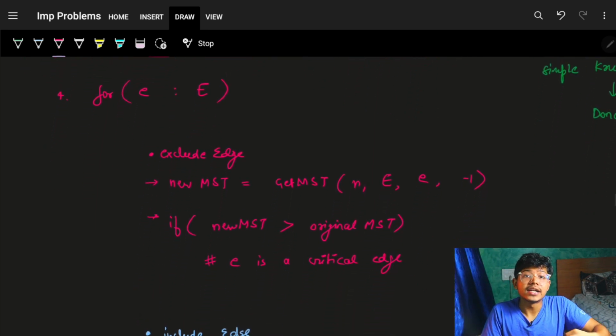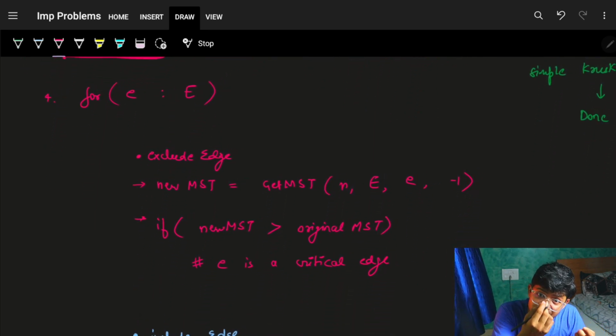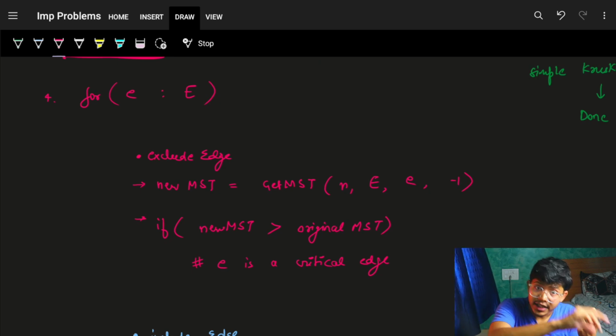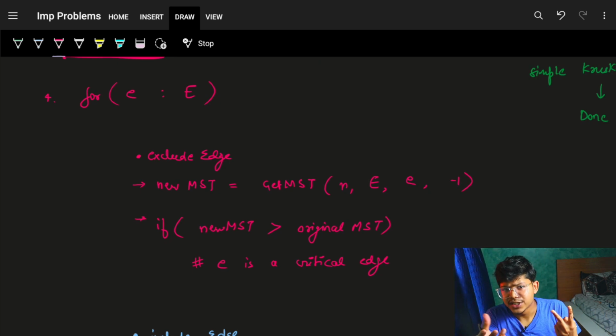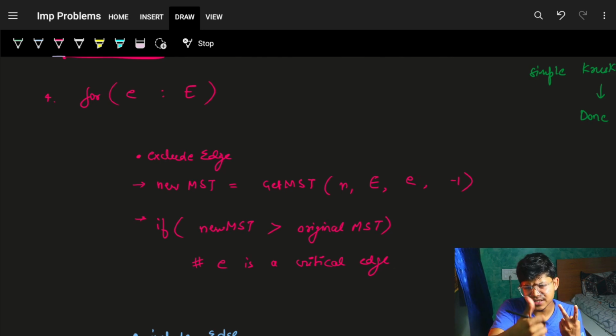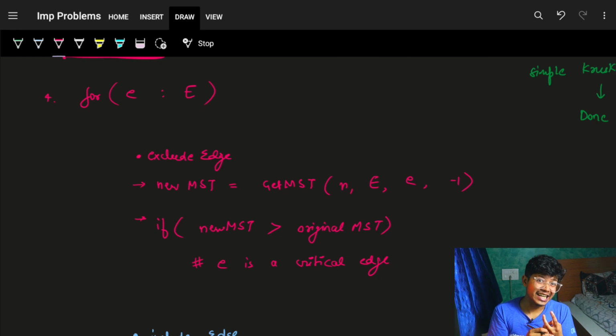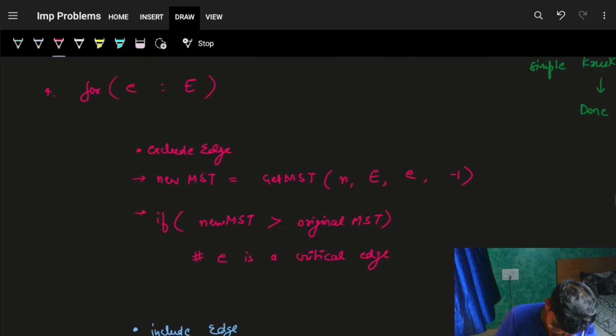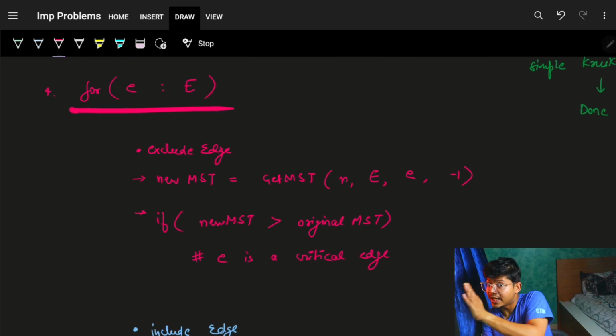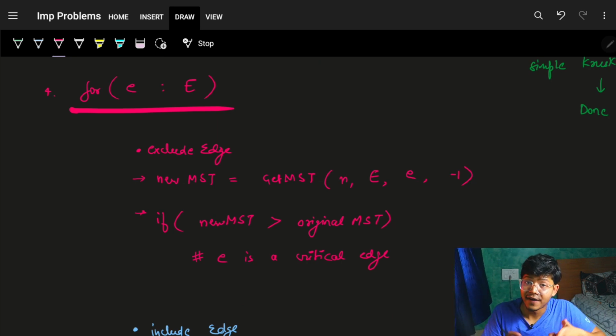Now I will go and try to find if an edge is a critical edge or a pseudo-critical edge. So what I will do is go and iterate on all the edges of this entire graph, because for every edge I will go and find the Kruskal's.